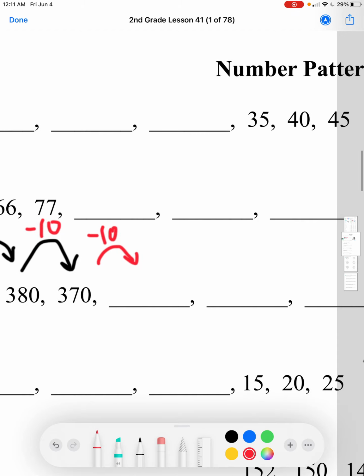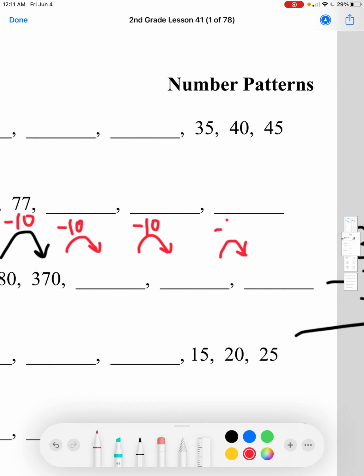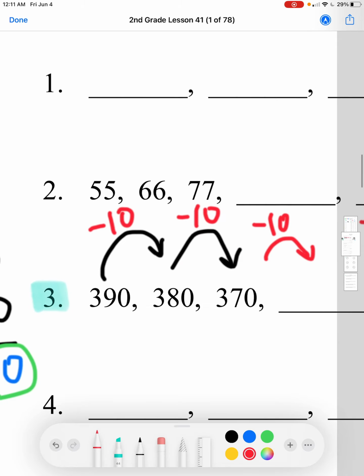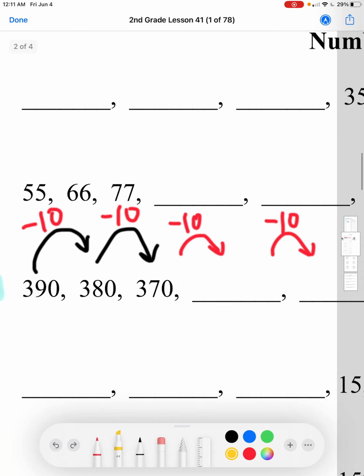Subtract 10, subtract 10, subtract 10. So basically, this means that if we were to do 390 minus 10, we go to 380. 380 minus 10, we get to 370. Then to get to the next number, we'll do 370 minus 10 to get this.